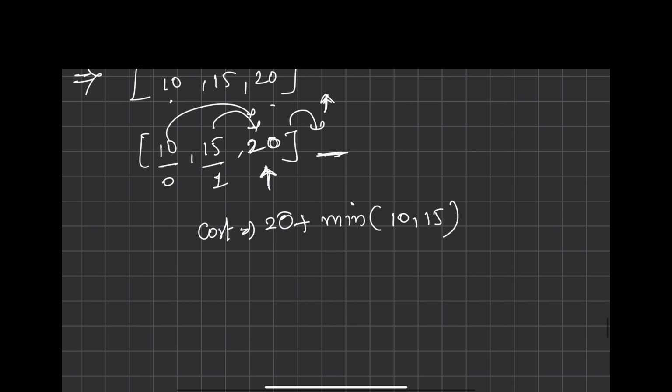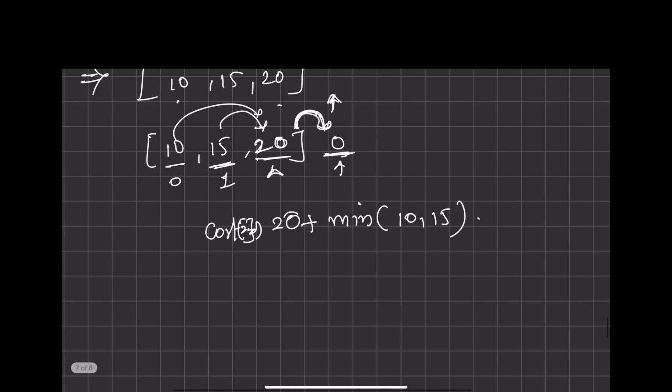Suppose we are coming here. What is the cost to come here? Here it is 0. What will we take? Either the minimum of the previous one, or the minimum of this one. What is the cost that we took to reach this index? 20 plus 10, so it is 30. So what is the minimum of 15 or 30? We will get 15.